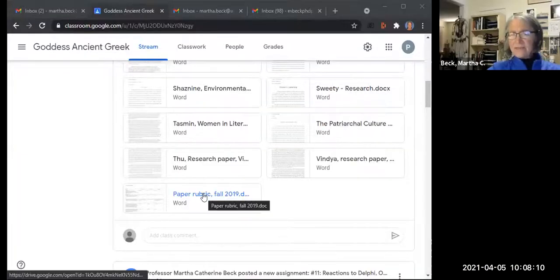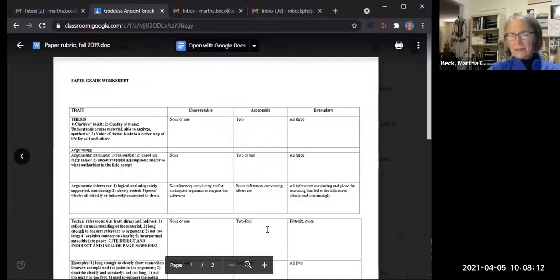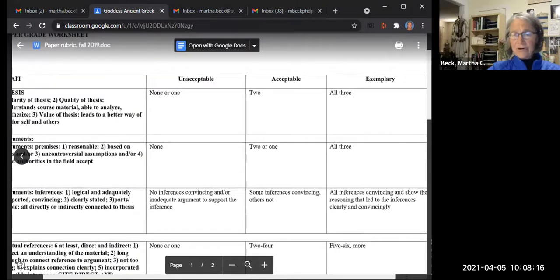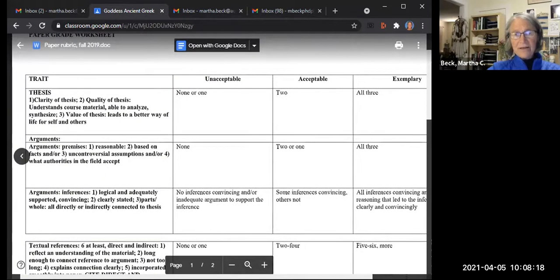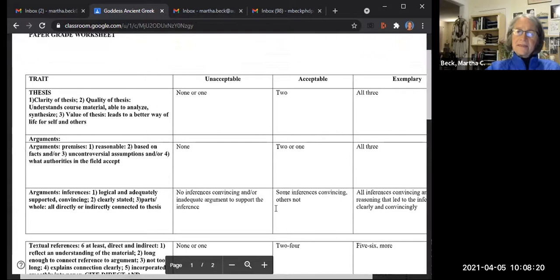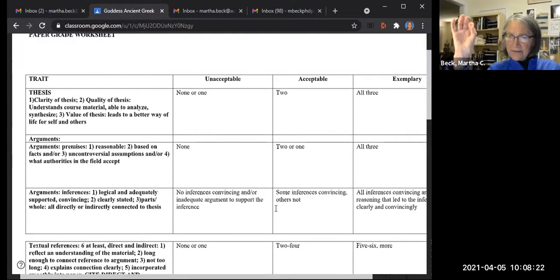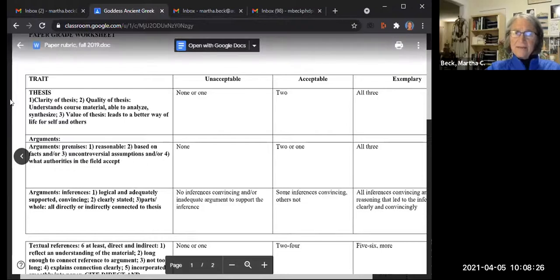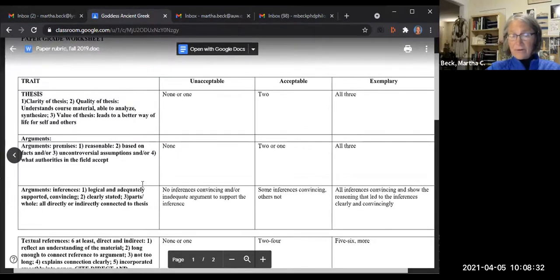I am going to share, first of all, we start with the paper rubric. It's a list of criteria, and then we'll go through papers and you can see how those criteria fit with a paper.